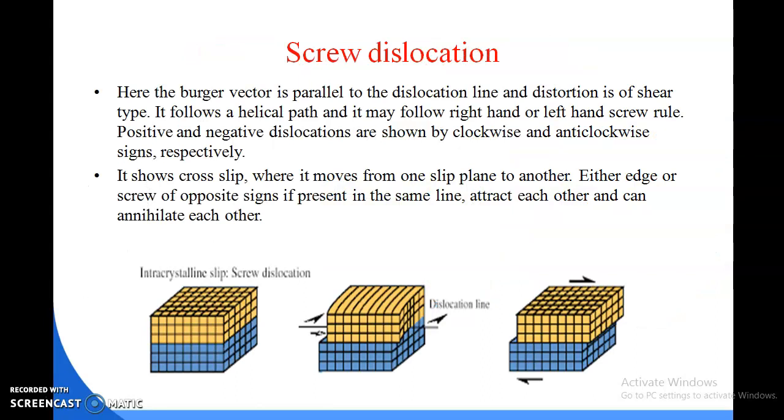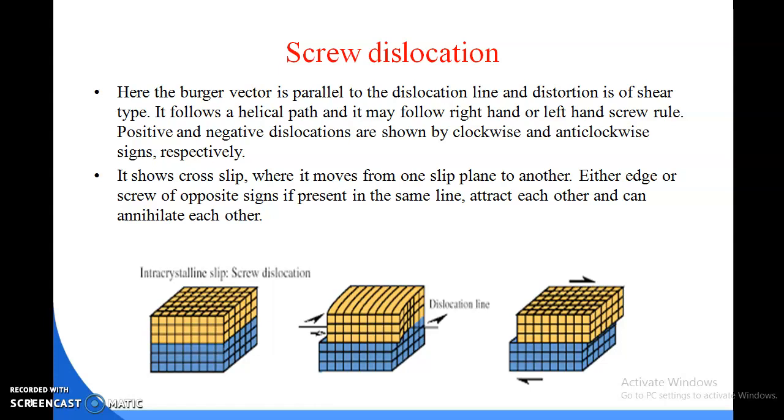Our next topic is screw dislocations. First of all, we have to know the definition, or the basic point, of the screw dislocation. In a screw dislocation, the Burgers vector is parallel to the dislocation line and the distortion is of shear type. Here we can only use shear stress, and it follows a helical path, which may follow the right-hand or left-hand screw rule. Positive and negative dislocations are shown by clockwise and anti-clockwise sense respectively. It shows cross slip, where it moves from one slip plane to another.